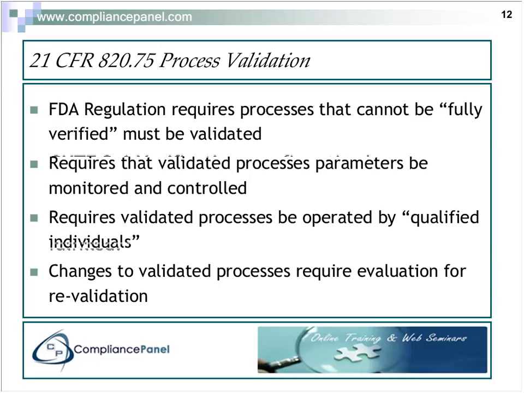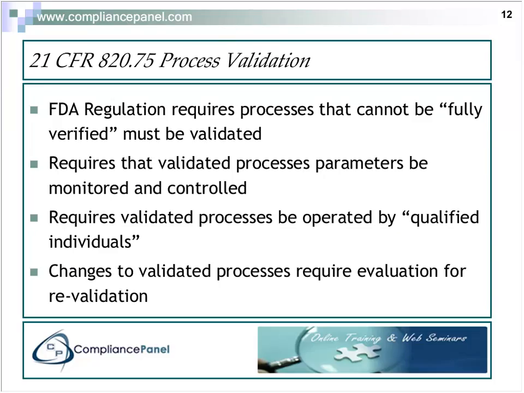The FDA regulation 21 CFR 820.75 requires that processes that cannot be fully verified must be validated. So there's a number of processes, and we'll talk about some of those, that can't be fully verified. An example of a process that could be fully verified is perhaps we're cutting some tubing to length as part of our production activity, and we can measure that tubing and we can see that it does meet that length requirement. So that process would not necessarily have to be validated because we can fully verify that.